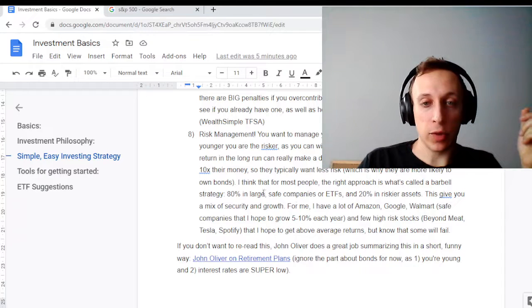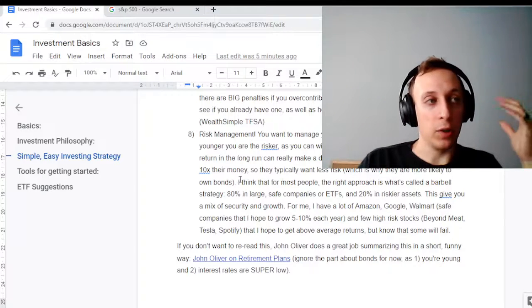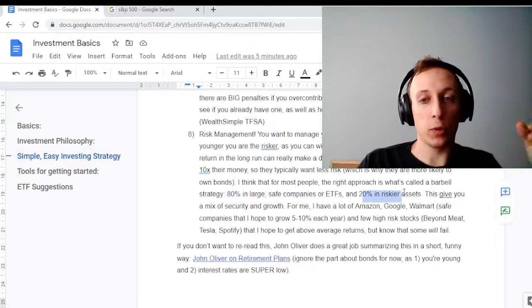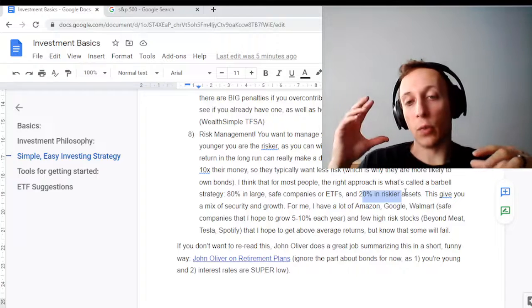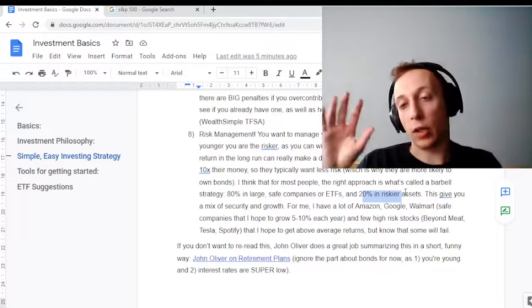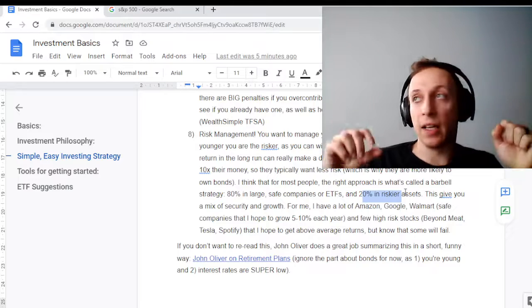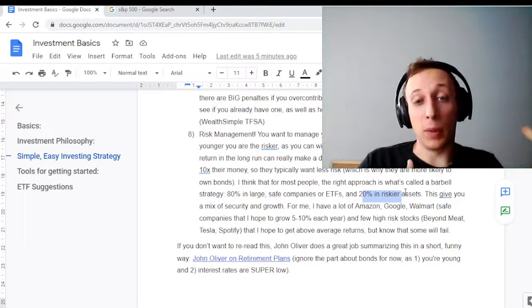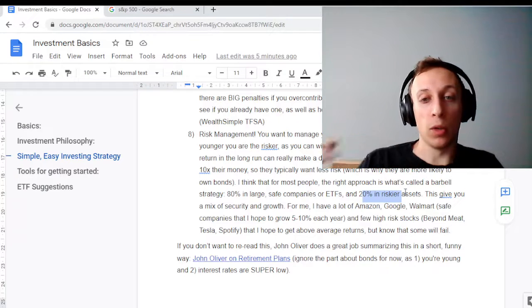weigh things equally. So I typically do what's called a barbell strategy. So I do 80% large safe companies or ETFs and 20% risky assets. So that means if you want, you could do 80% a SPY ETF, and 20% you say, I'm going to go buy Bitcoin and Tesla and GameStop. And you know what? It might not work out, but you know what? Maybe you get worse returns in the long run. Maybe you get better, but you're not going to risk your whole life savings over it.